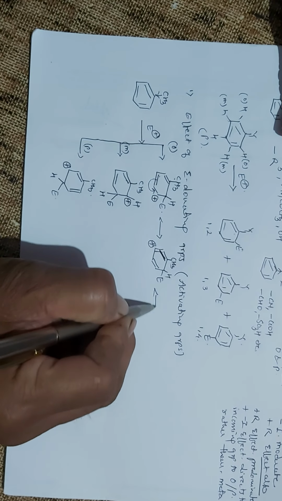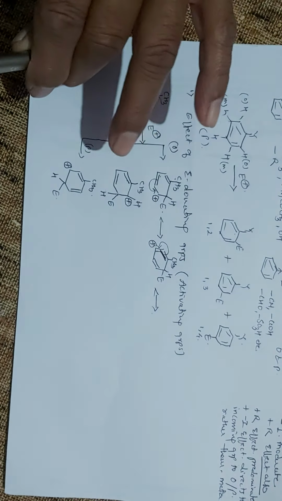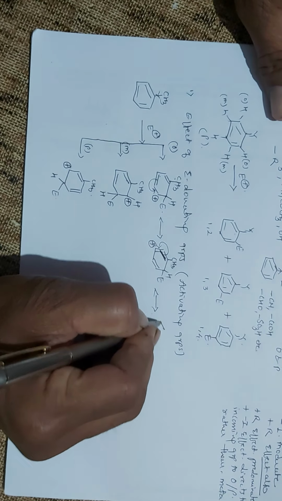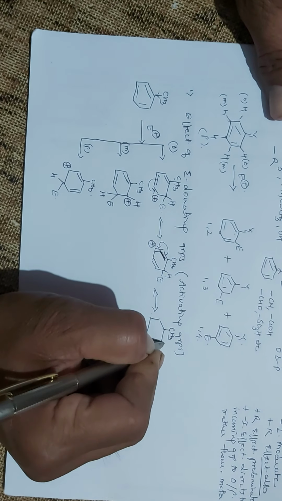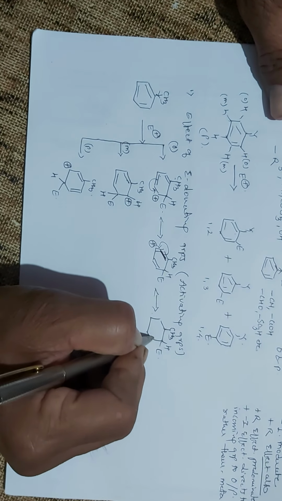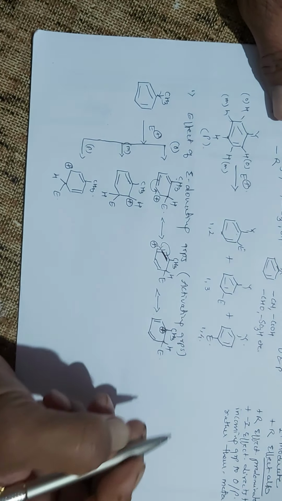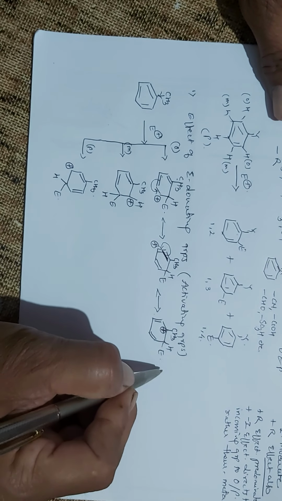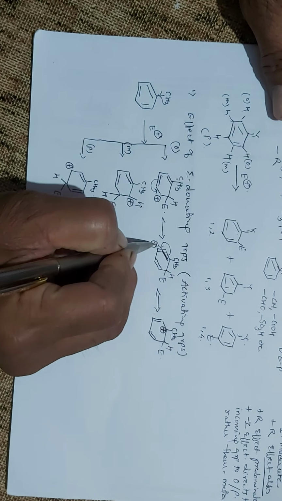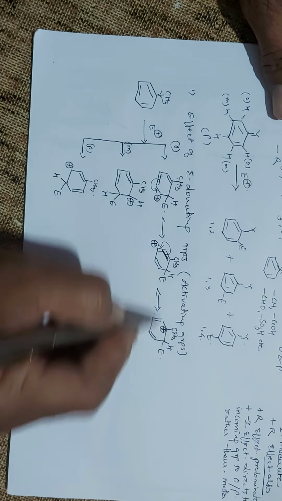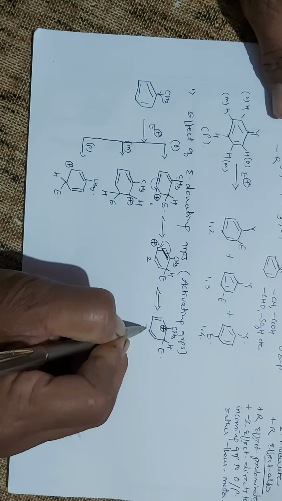Then for the next stabilization, this electron pair will be given to this carbocation and you will get the formation of another carbocation where the positive charge is seen on the carbon bearing the electron donating group. So these are the three different intermediates seen in the ortho attack, and we will name them 1, 2 and 3.